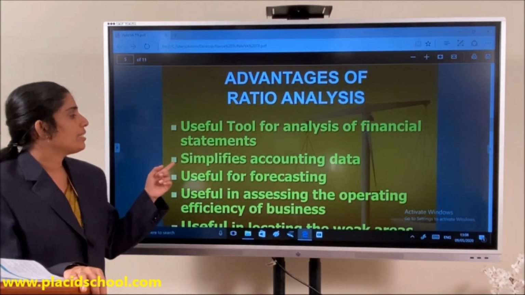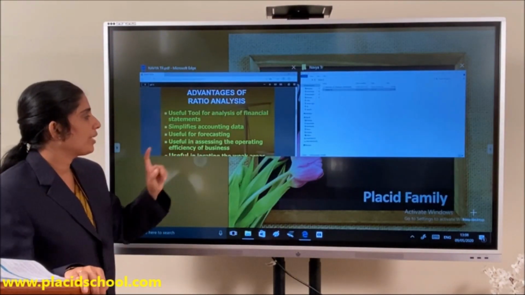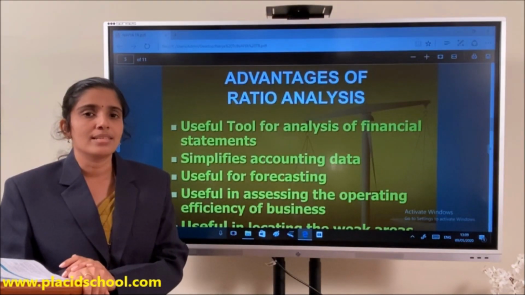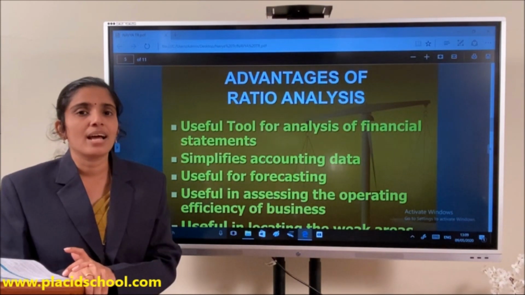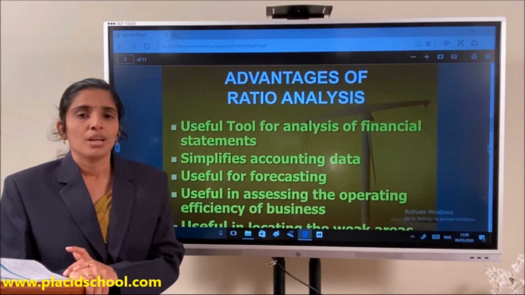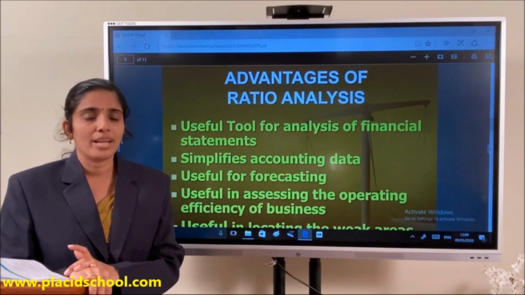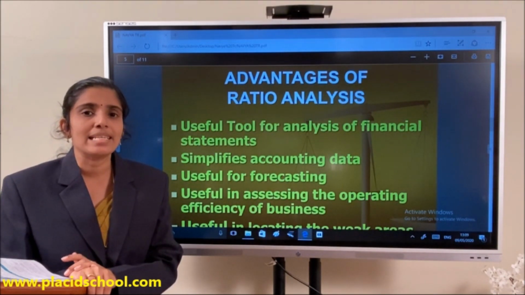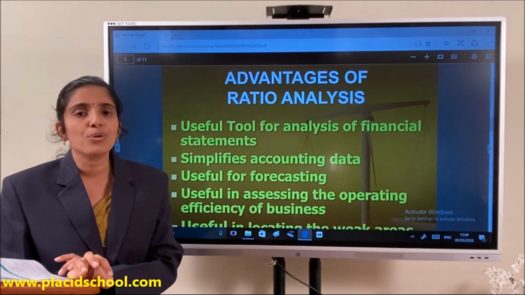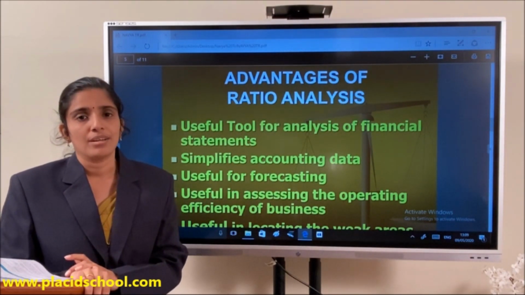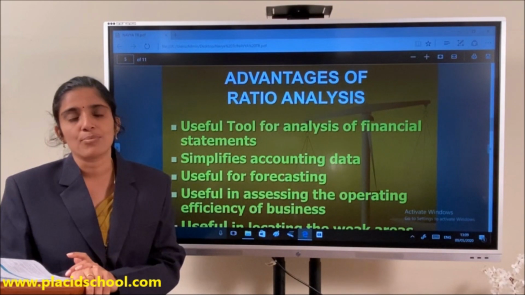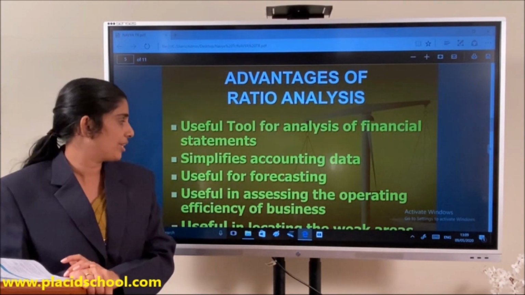And the second advantage is simplifying the accounting data. Ratio analysis simplifies, systematizes, and summarizes the accounting data. Through this way, the end users can easily get the idea of financial statements, that is the profit and loss statement and the balance sheet.